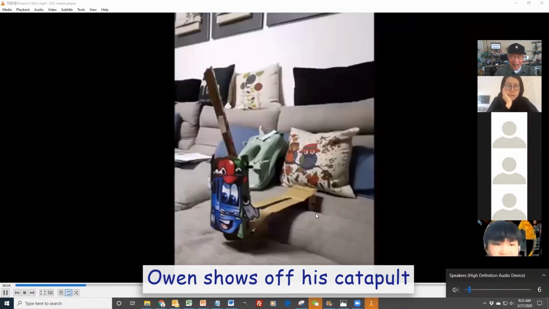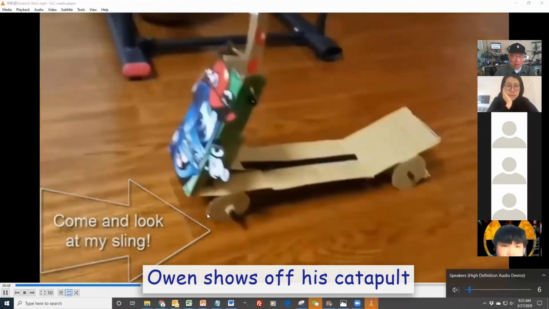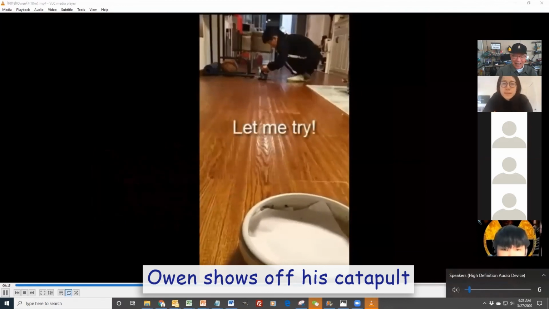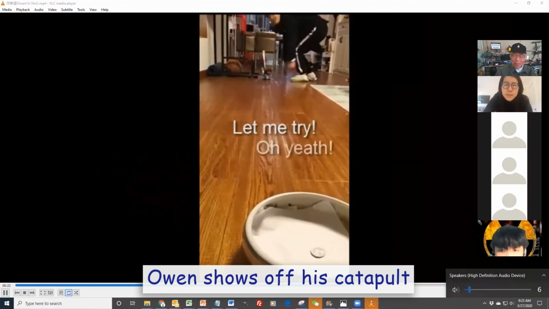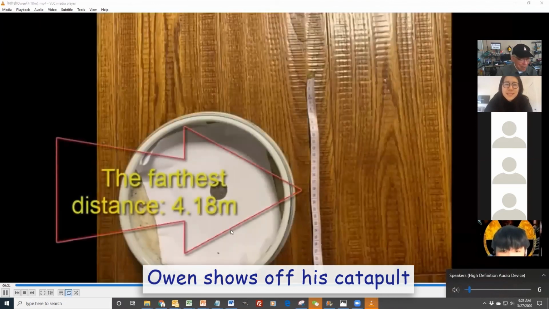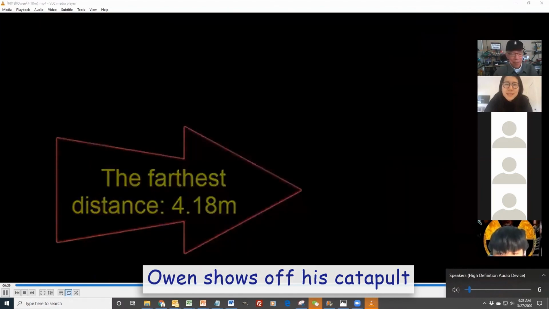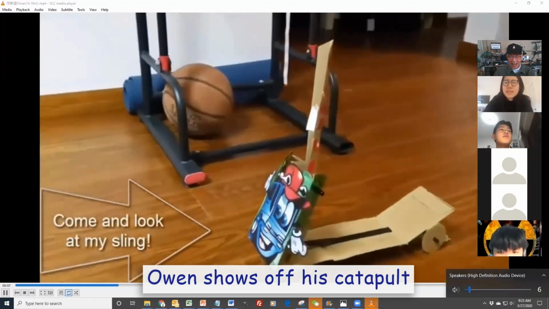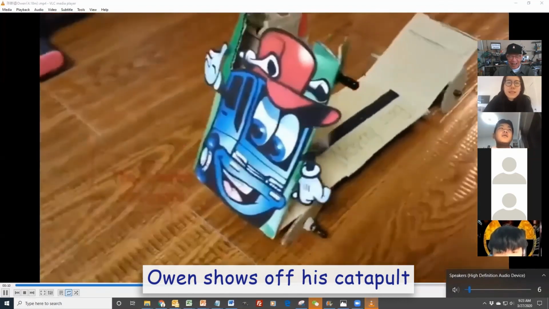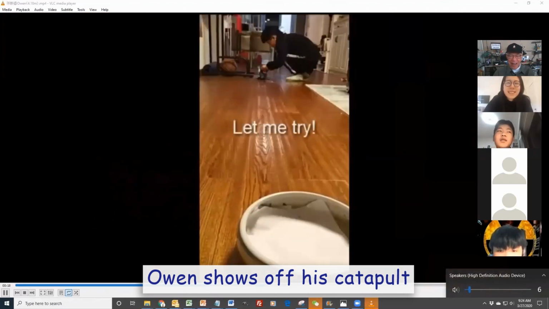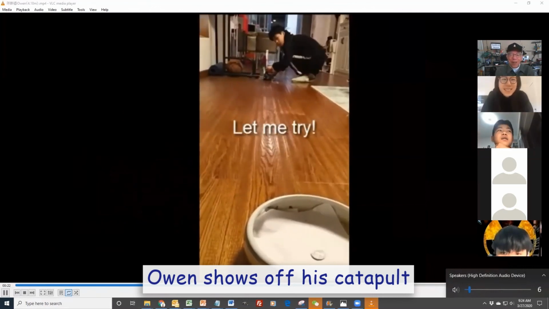I love the design here. This is a catapult on wheels, and it's decorated in a way that makes you say, what is that? Let me try it. It is nice, and then lands in the bucket. Wow. How many times did you have to do this before you got it to land in the bucket? Several times, I don't remember how many times I tried, but many times. Maybe more than I used the.